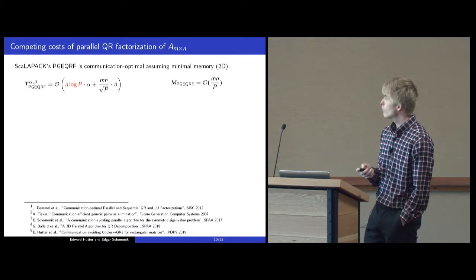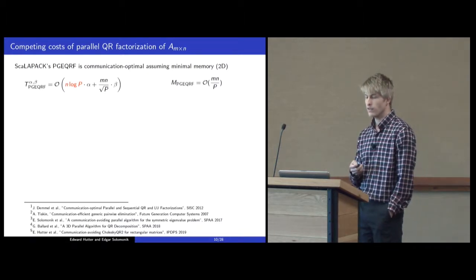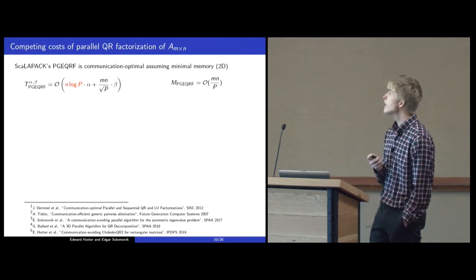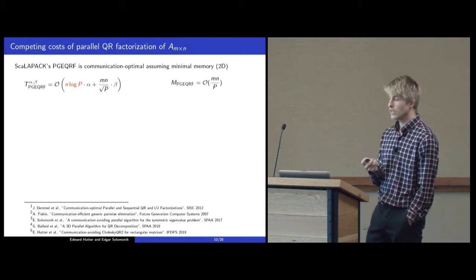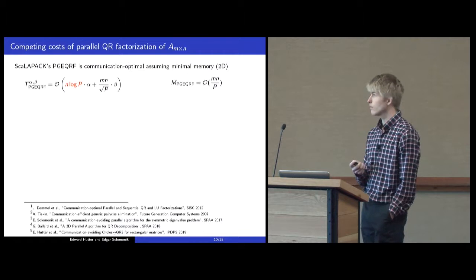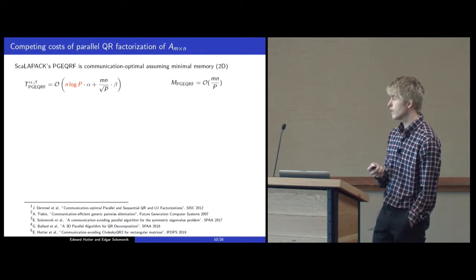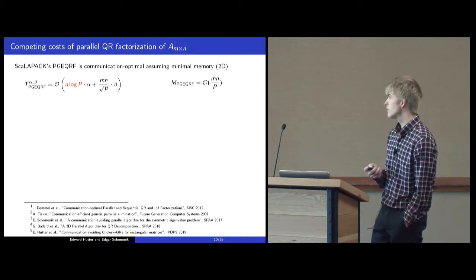So we want to see where our algorithm fits into the existing QR factorization landscape. We start with ScaLAPACK's PGEQRF routine, which we benchmark against. This is a 2D algorithm, meaning that it is communication optimal, assuming minimal memory footprint. But it does incur a very large synchronization cost due to computing the Householder vectors. There are n column vectors, so we see this n log p synchronization cost.